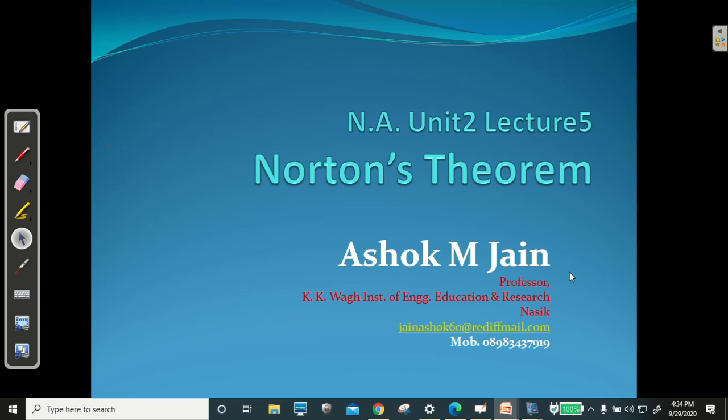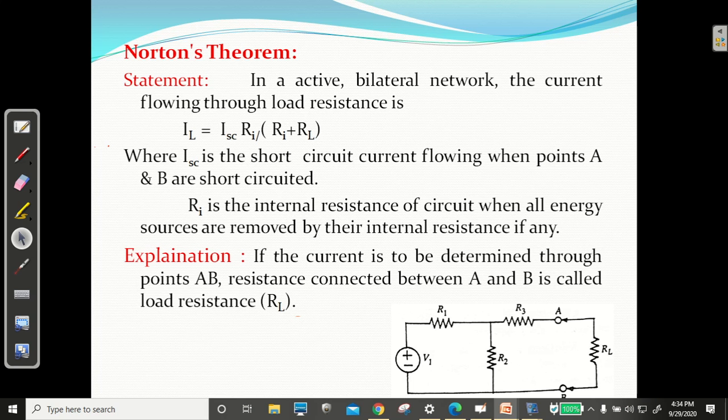So we'll discuss Norton's theorem: what is Norton's theorem, and how to solve numericals based on it. So what is Norton's theorem? In an active bilateral network, the current flowing through load resistance is IL equal to ISC into Ri upon Ri plus RL.